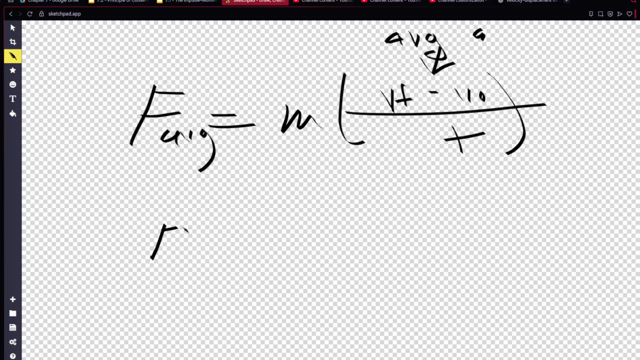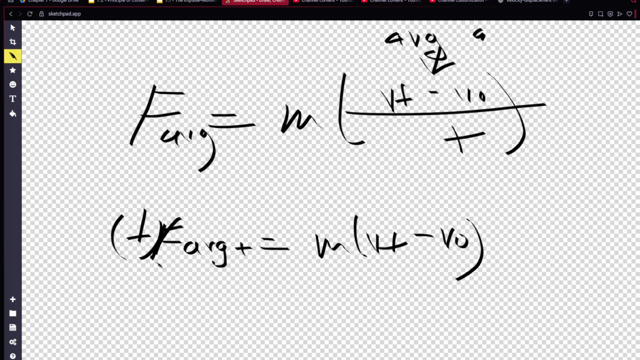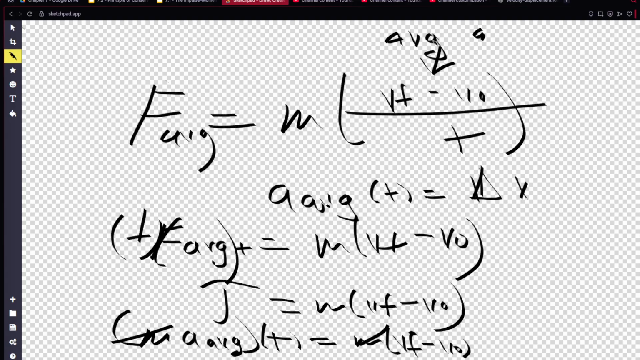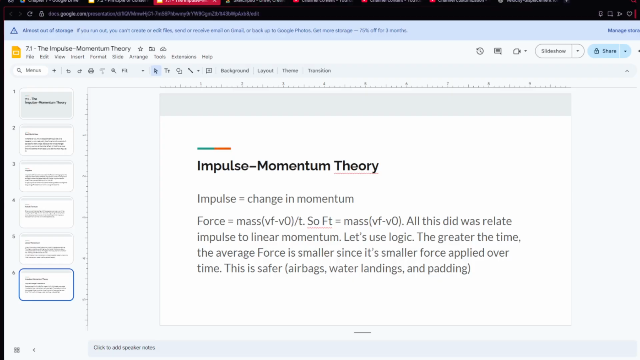So we could just multiply by t on both sides, giving us F average times t equals m(vf minus vo), which is just impulse. So impulse is m(vf minus vo). And we can rewrite this as force average, which is just going to be m times the average acceleration, times the time, equals this. And we can cancel out mass from both sides, leaving us with the average acceleration times time is equal to the change in velocity, which, guess what? That's the first kinematic equation. So that's just simple logic there.